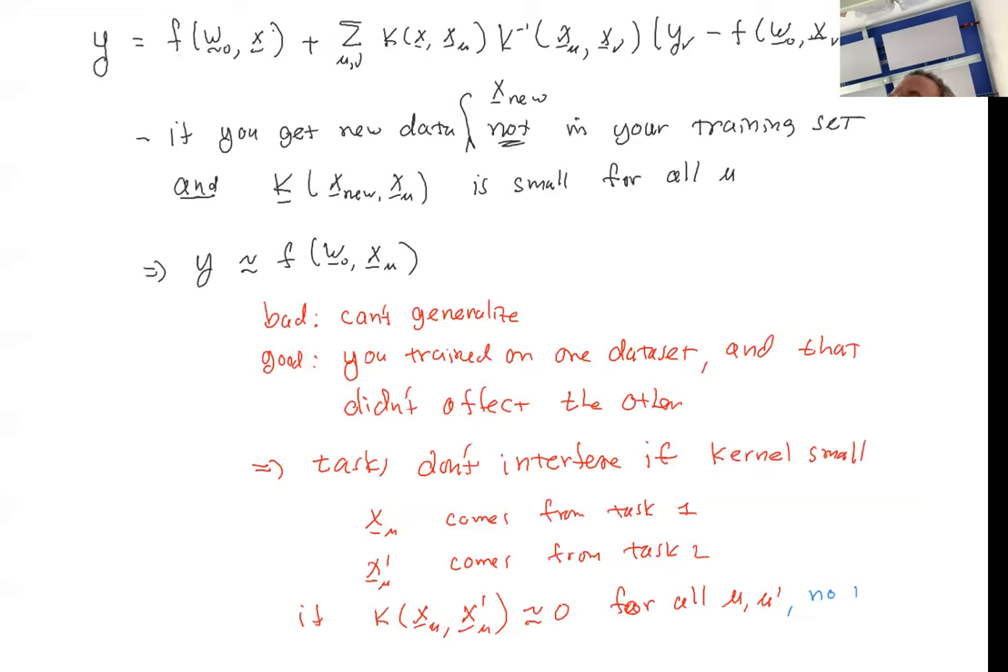No interference, right? You can train on one task and train on the other task and not have to worry, right? This is a really, really important feature for any network to have. It's something that humans and other animals are incredibly good at.